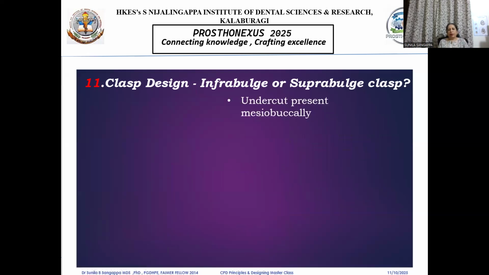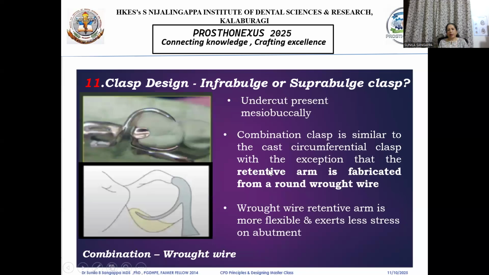All this while, we were discussing the undercut present distobuccally. But what if the undercut is present mesiobuccally? Then we use a combination or a wrought wire clasp. So the combination clasp is similar to the cast circumferential clasp, only with the exception that the retentive arm is fabricated with a wrought wire. And the wrought wire retentive arm here gives us more flexibility, and therefore there is less stress distributed onto the abutment.